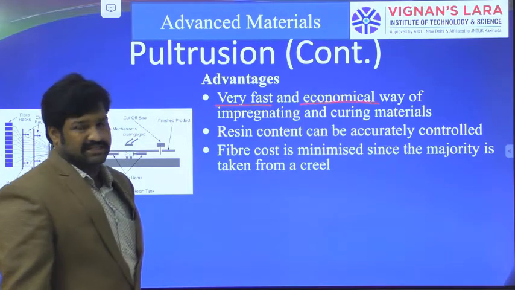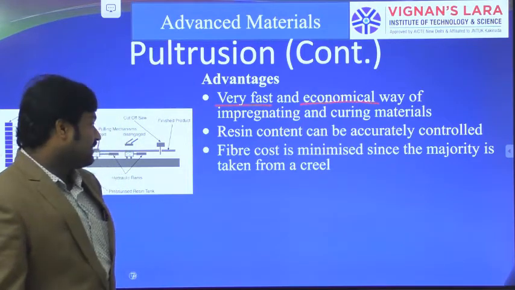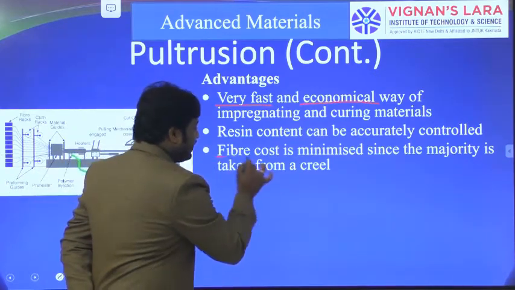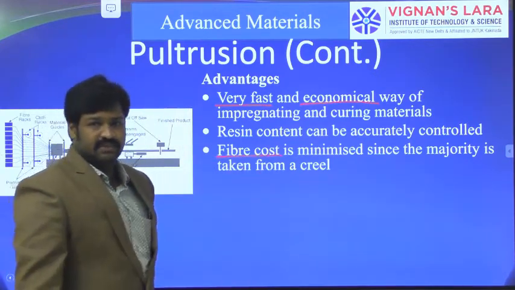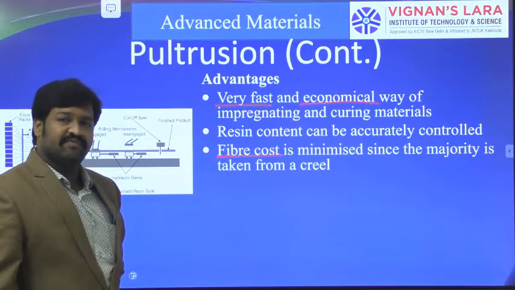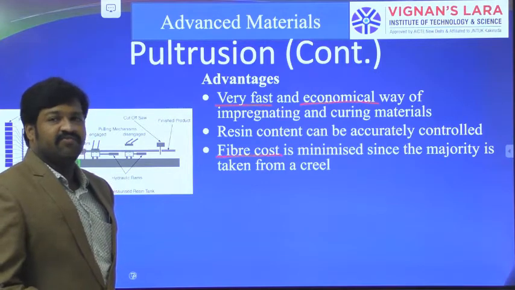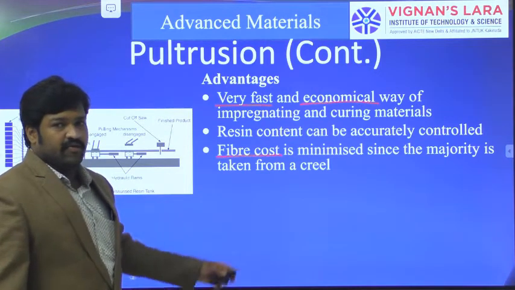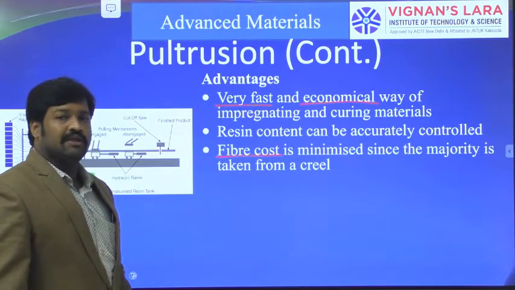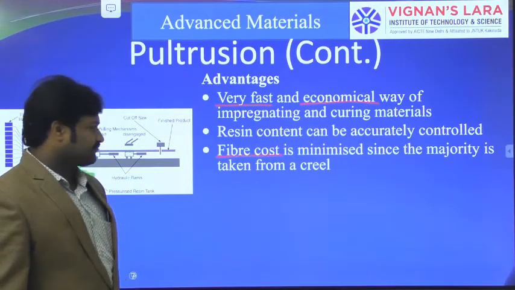Next, fiber cost is minimized since the majority is taken from the creel. Here we are not using any secondary operation, in the sense of braiding or woven things. Different orientations can be obtained if we use fabric. But here we can use the fibers directly from the creel itself, so the fiber cost is less.